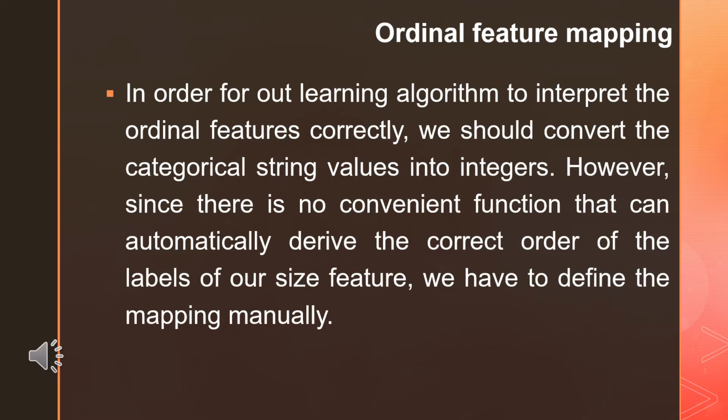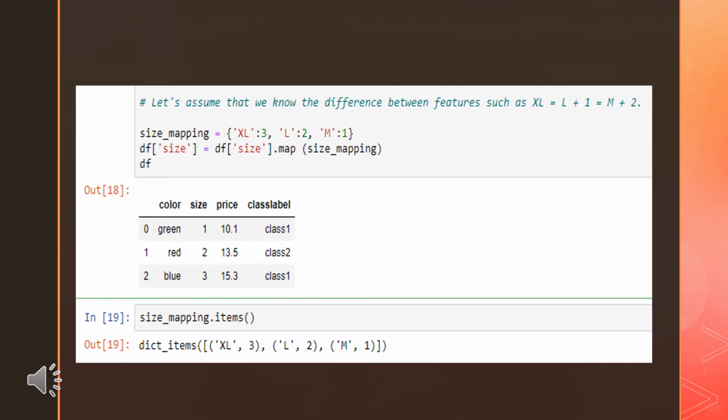Let's see. Continuing from the previous slide, that is ordinal feature mapping. Here we are implementing the ordinal feature mapping concept. Let's assume that we know the difference between the features, such as XL = L + 1 = M + 2. So size_mapping is a variable by which we are making a dictionary and assigning a numerical value to the string value. XL, L, M are the string values, which are mapped to 3, 2, 1 respectively. It means we are using an integer value for each size.